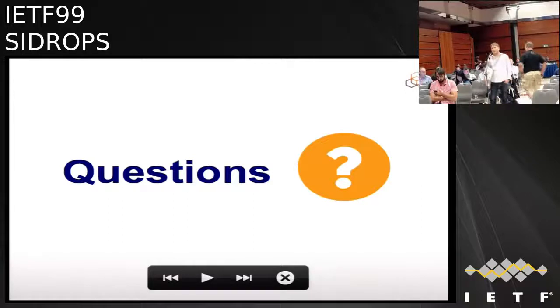Job Snijders, NTT. Would it perhaps be useful to recontextualize your draft as an update to 4271 to very clearly indicate at which step of the conceptual process the validation and marking takes place? Because if the issue is that implementers get it wrong, then maybe this could be a different way of pointing out that this is where things happen. Thank you for sharing.